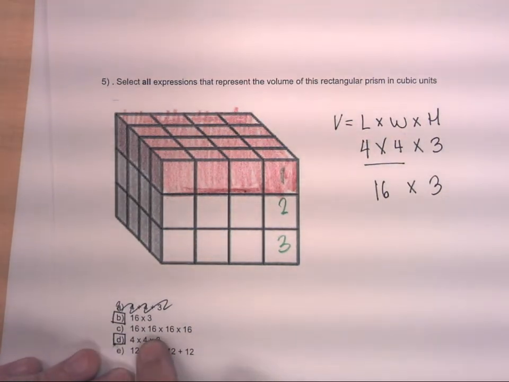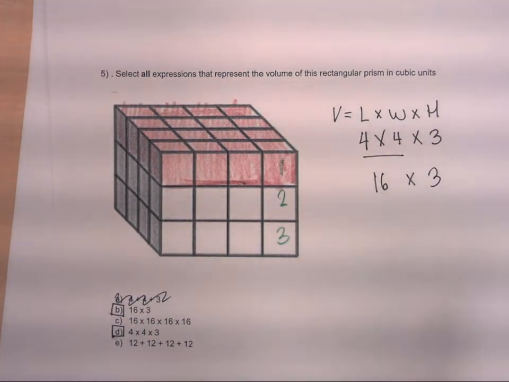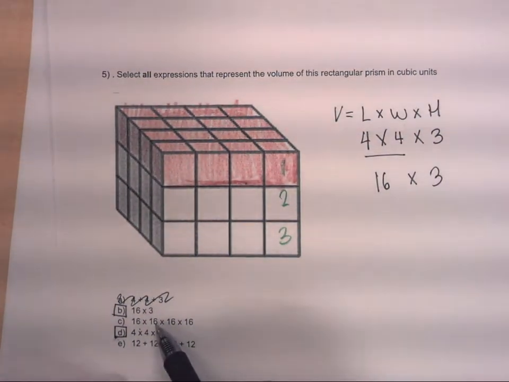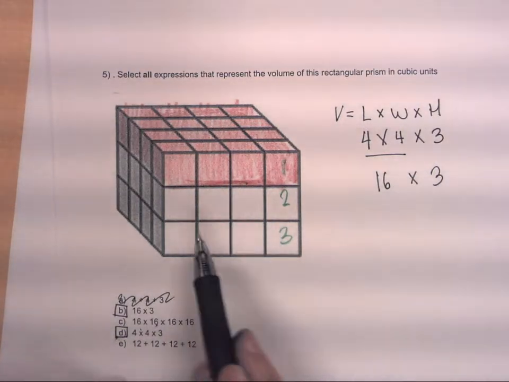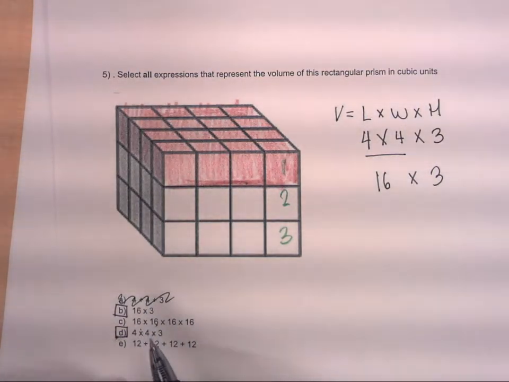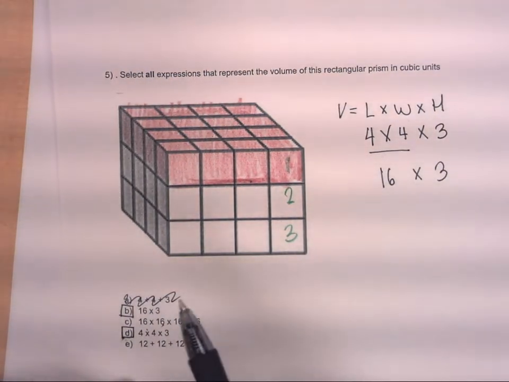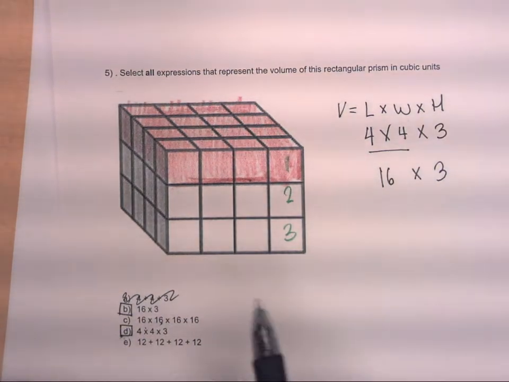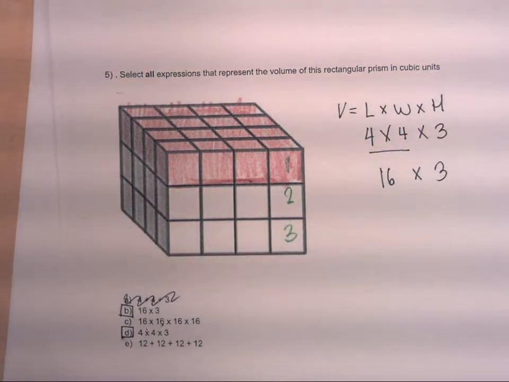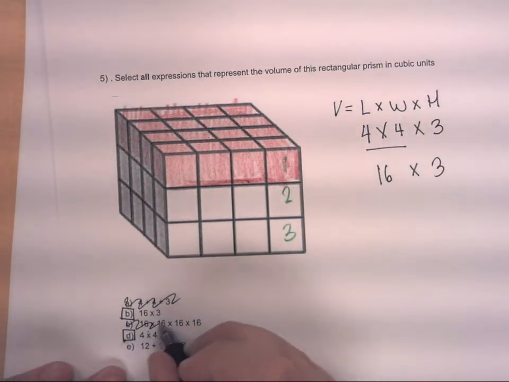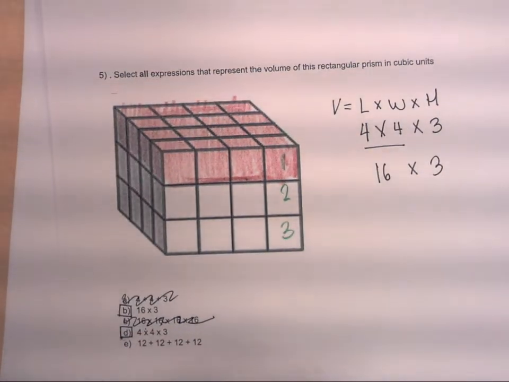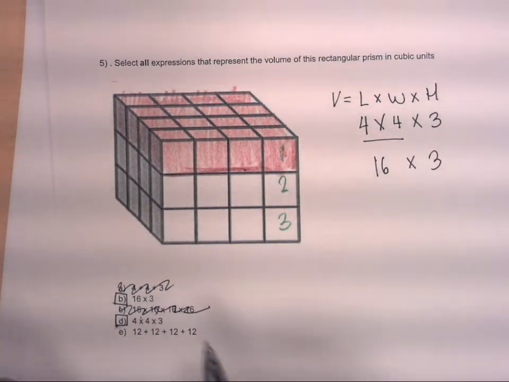16 times 16 times 16 times 16. Well, that seems like that would get me a pretty big product, because I know that 10 times 10 is 100, so there's certainly not 100 cubes here. So 16 by 16 alone is going to give me way more cubes than is realistically in this prism. So I'm not even going to investigate that one any further. But let's look at E.